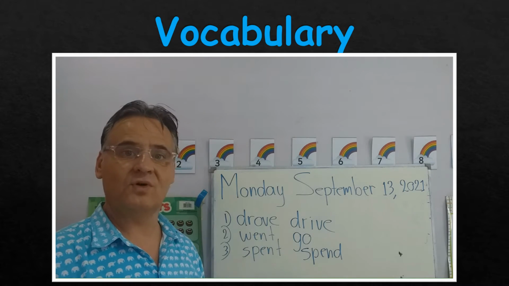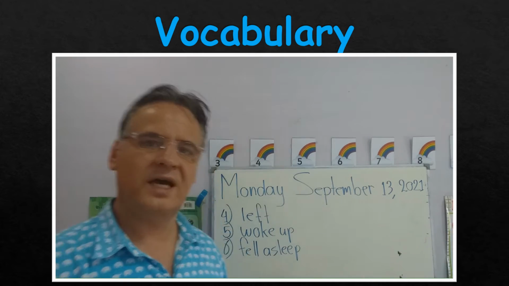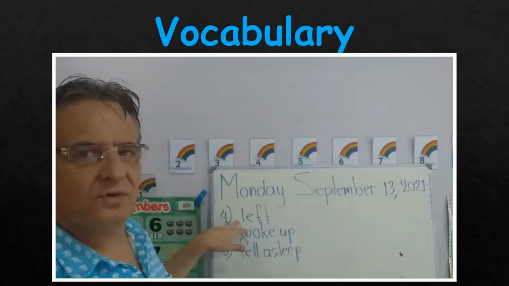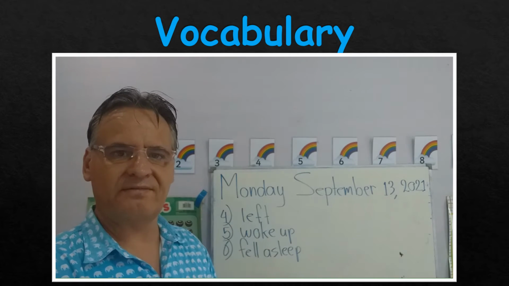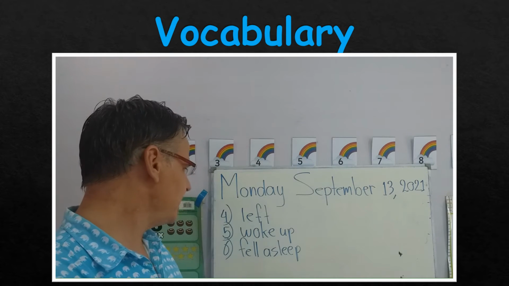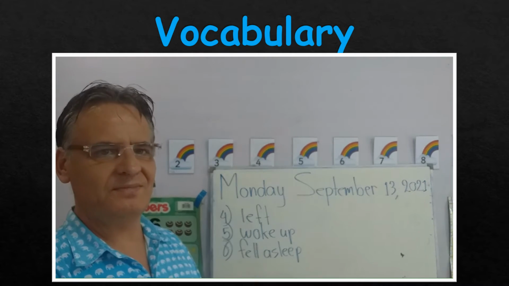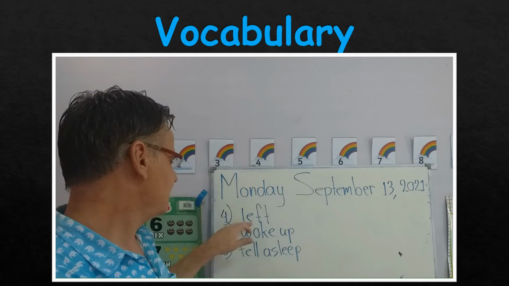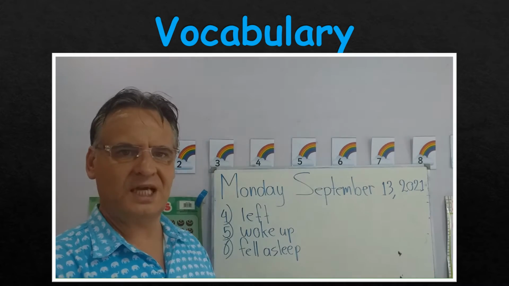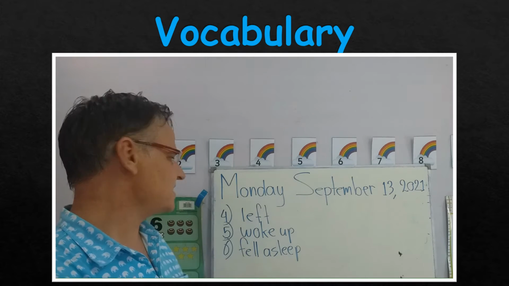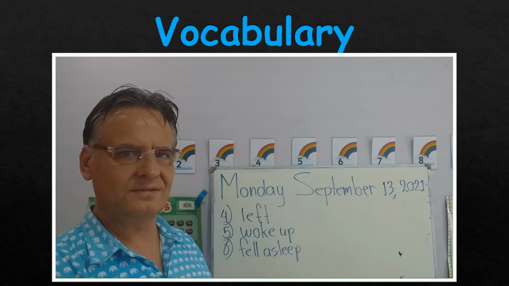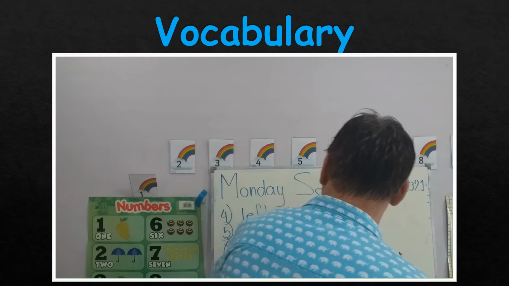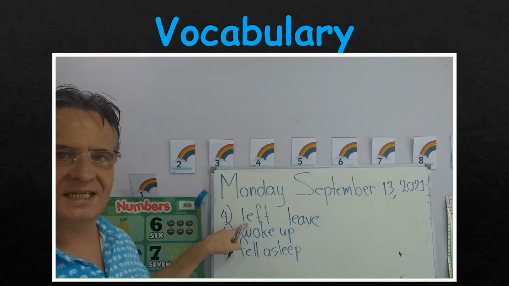Okay, let's look at three more words in the past tense. Okay, three more. Well, actually five more because these are two words. Let's start with this one. Number four. L-E-F-T. Left. We had this word before, but it has different meanings. You can say I turn left, the opposite of turning right. But you can also say I left the house yesterday. What is the present tense for the word left? Right, leave. I leave the house today. I left the house yesterday.